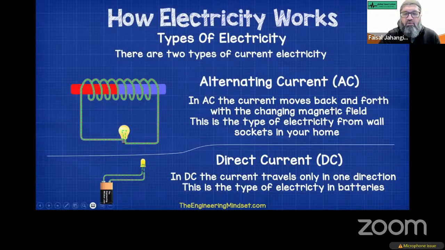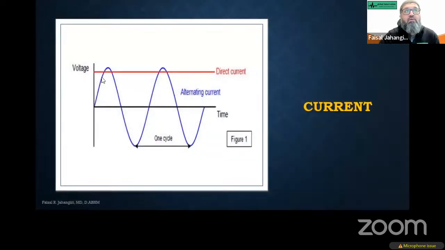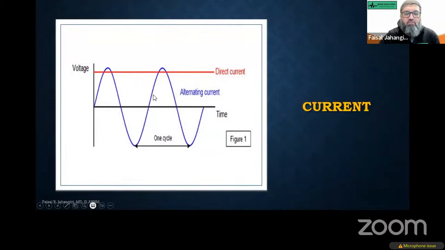The alternating current moves in a fluctuating mode, so the positive and negative keep fluctuating up and down, while the direct current will have a square wave.